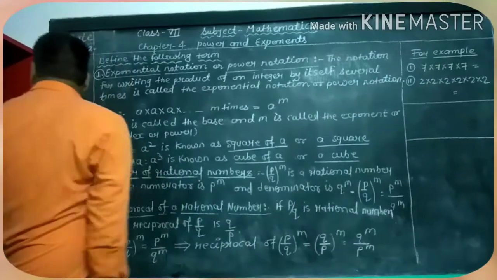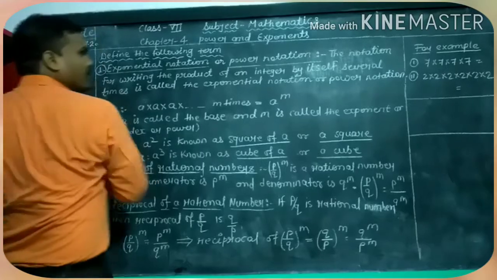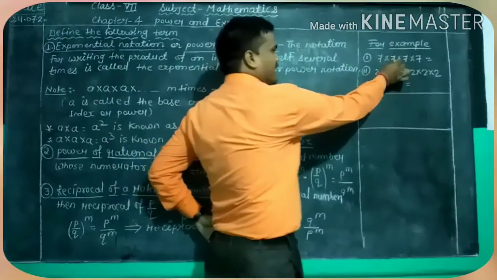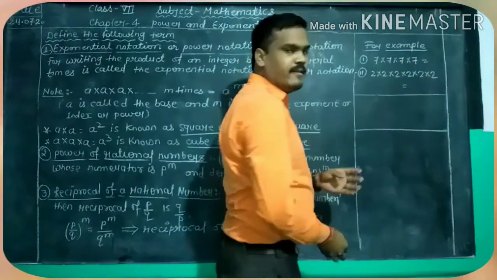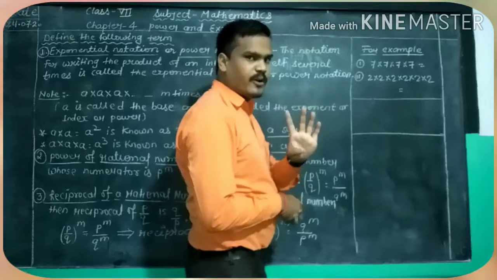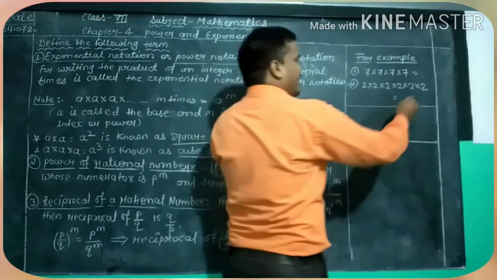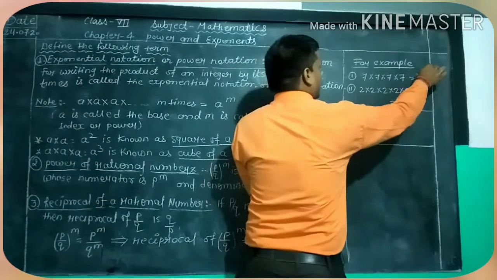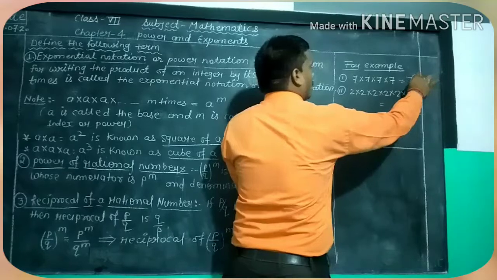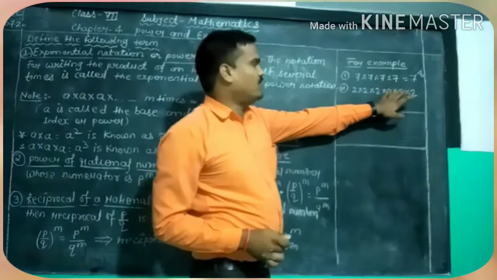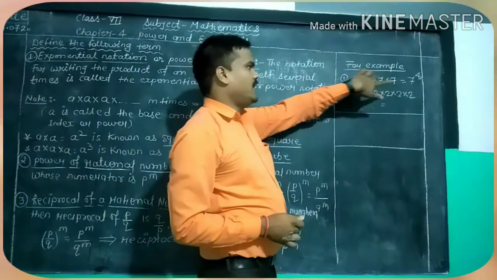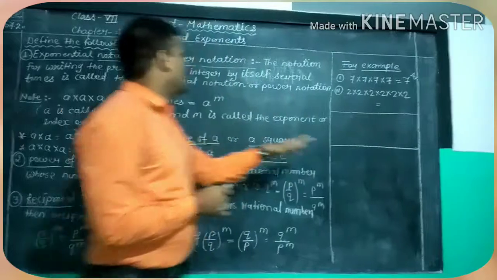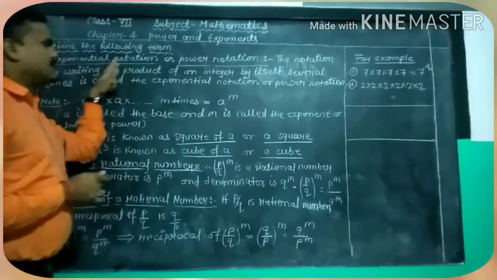For example, you are looking at this: 7 into 7 into 7 into 7. Here 7 is written 4 times, so we can write this number like this: 7 power 4. So noting down the long form number in a small form is known as exponential notation.